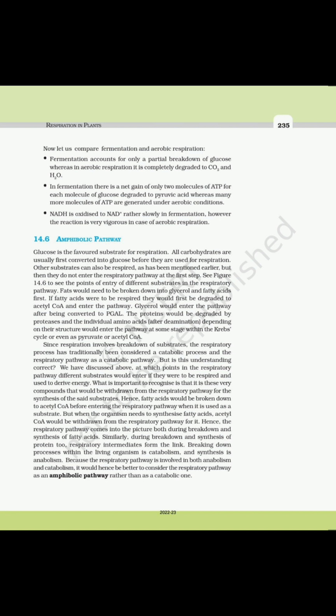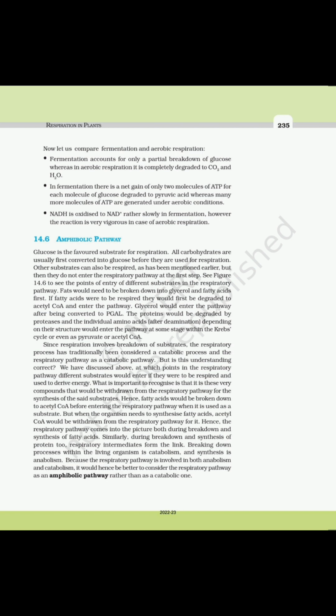What is important to recognize is that it is these very compounds that would be withdrawn from the respiratory pathway for the synthesis of the said substrates. Hence, fatty acids would be broken down to acetyl-CoA before entering the respiratory pathway when used as a substrate. But when the organism needs to synthesize fatty acids, acetyl-CoA would be withdrawn from the respiratory pathway for it. Hence, the respiratory pathway comes into the picture both during breakdown and synthesis of fatty acids.